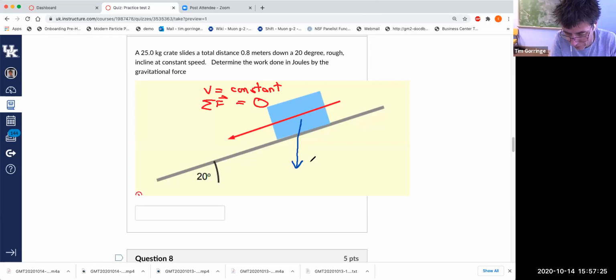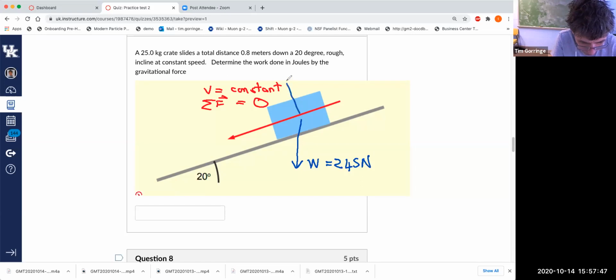Okay, so here's gravity, the weight. Since we know we have a 25 kilogram crate, we can calculate the force of gravity by multiplying by the acceleration of gravity. It's 245 newtons. So that's gravity.